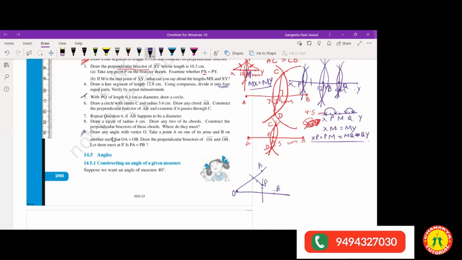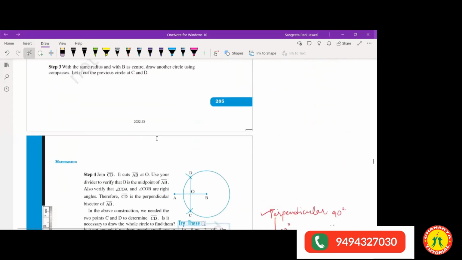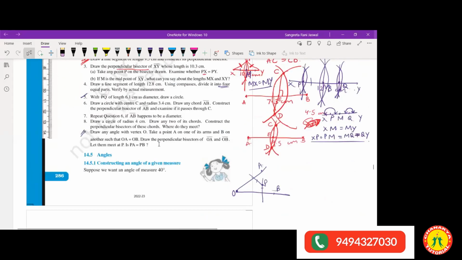Ma'am, we have to write steps also. Yes, Betty, you have to. You don't have to ask every time. For every construction, you have to write the steps. Okay, ma'am.